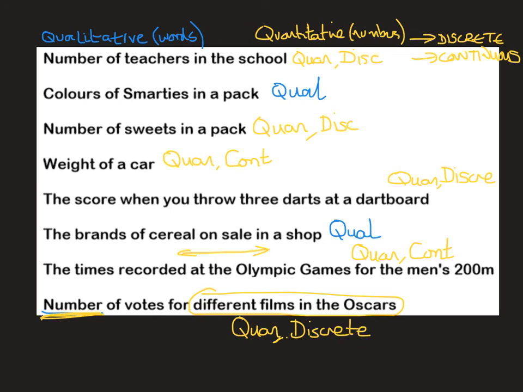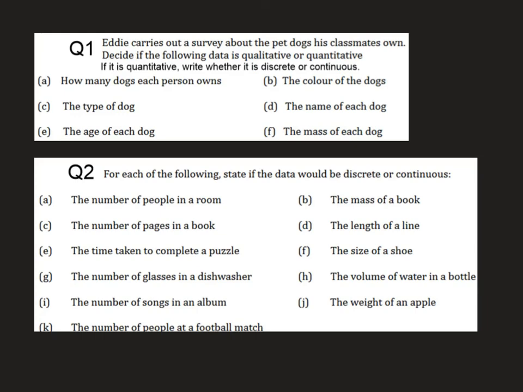Okay, so for the next slide, there's a bunch for you to write down in your book. If you could just write down if they're qualitative or quantitative, and if they're quantitative, if they're discrete or continuous, please. So pause the video and have a go.